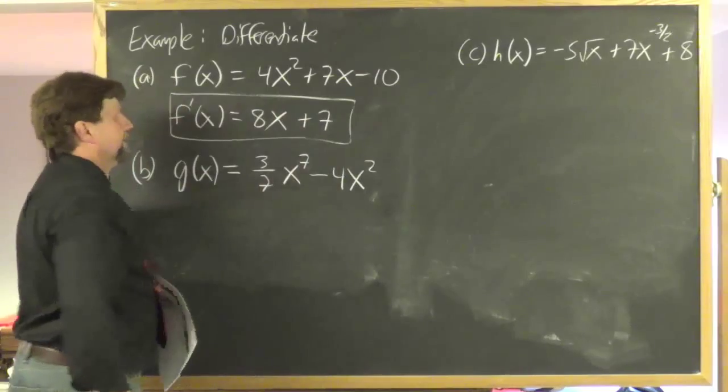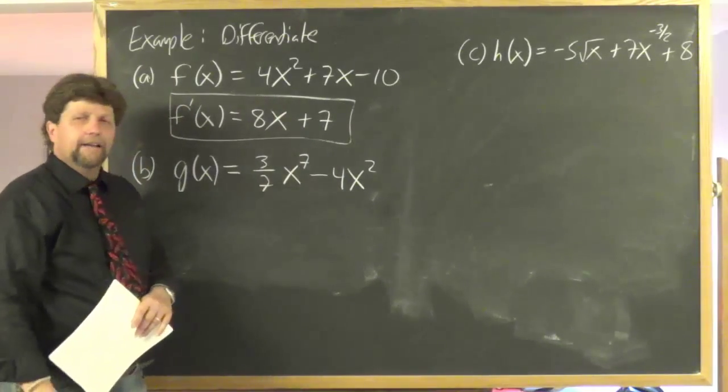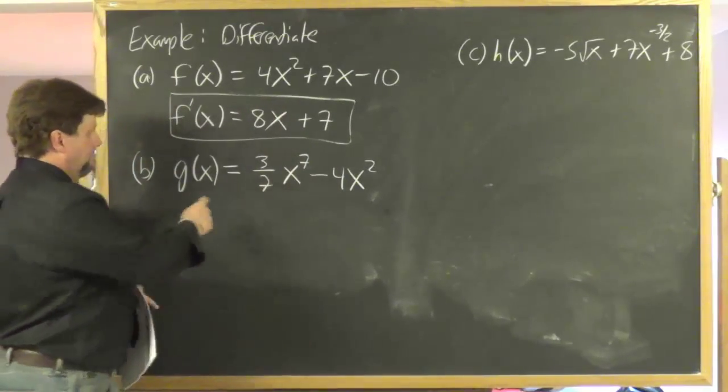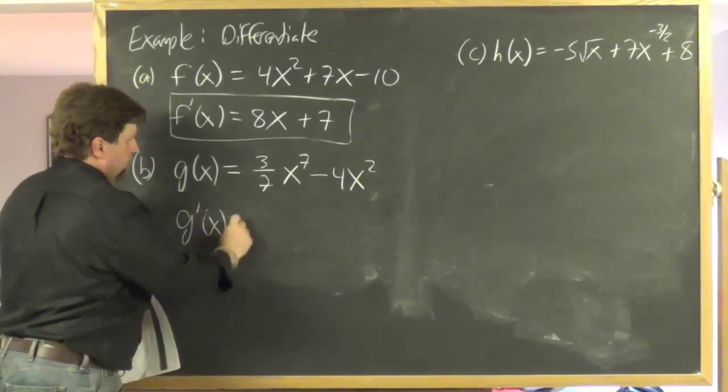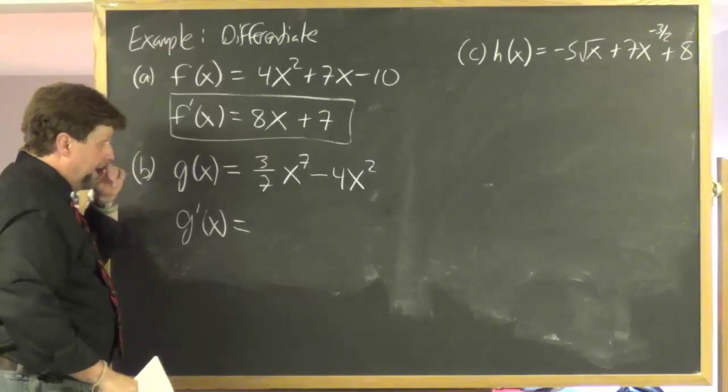So that's it for part A. The derivative is 8x plus 7. Part B, sum and difference rule tells us to do term-by-term differentiation.